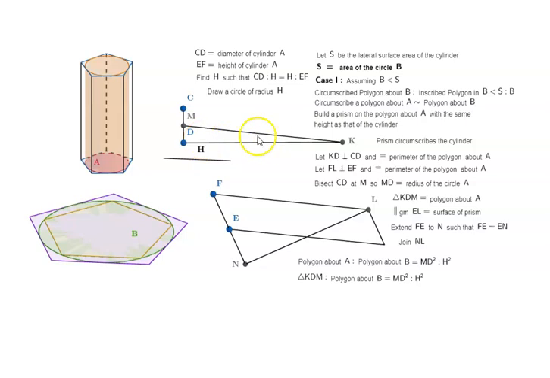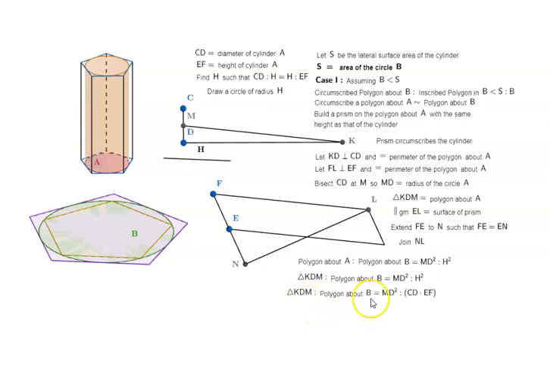Triangle KDM is to polygon about B is equal to MD square is to H square. Why? Because remember, polygon about A is equal to triangle KDM. So we are substituting it. So triangle KDM is to polygon about B is equal to MD square is to H square.